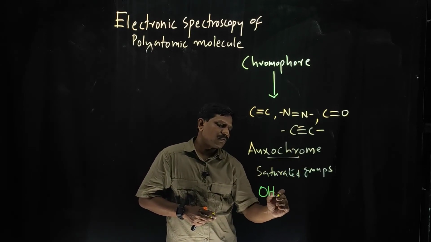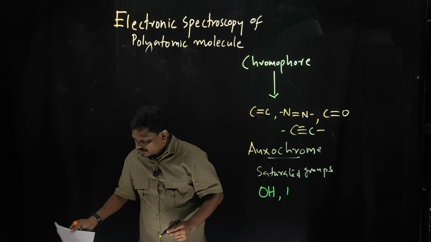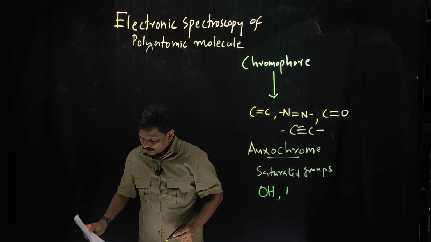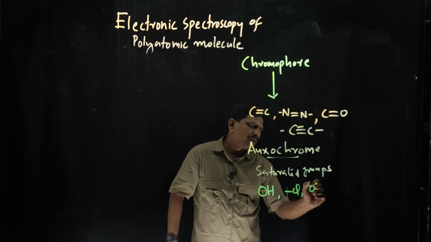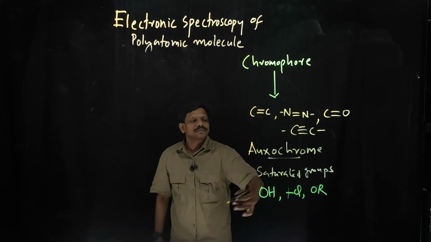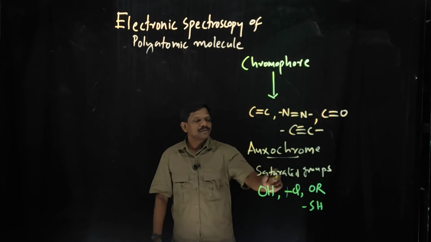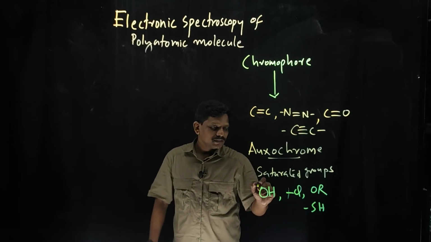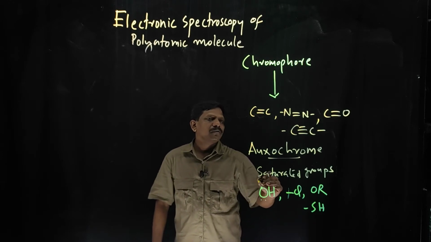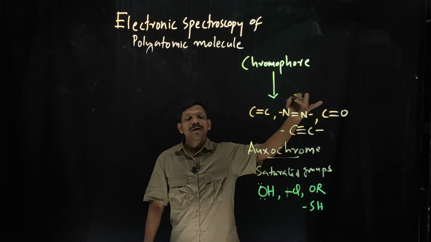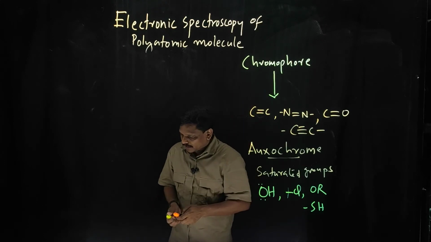So a good example is the OH group, which is an example of an oxochrome. And also the halogen groups, that means Cl groups, alkoxy groups, and SH thio groups. These types of groups are known as saturated groups. Normally these groups consist of lone pairs of electrons that can contribute to the delocalization of the whole system. So that may be the reason for the influence of the oxochrome over the chromophore.